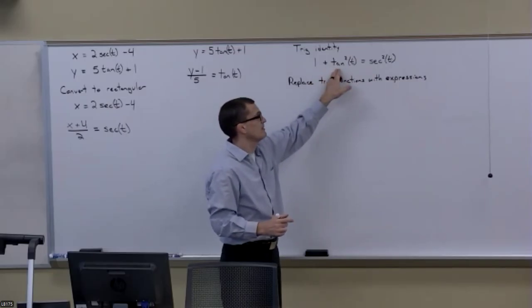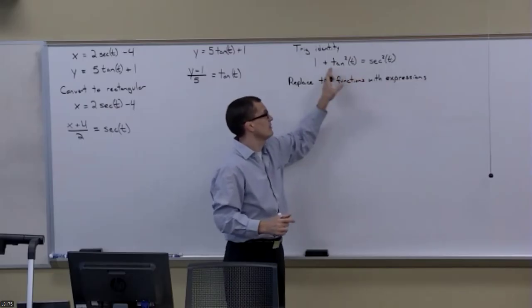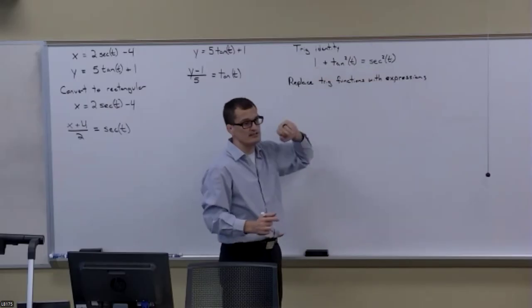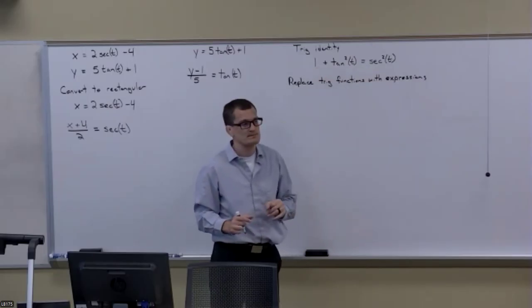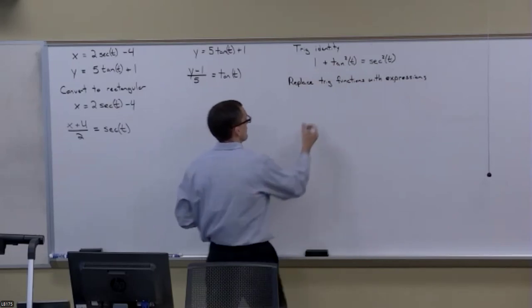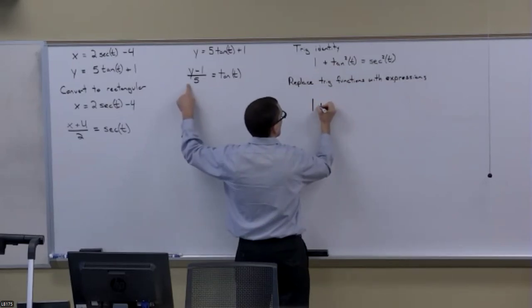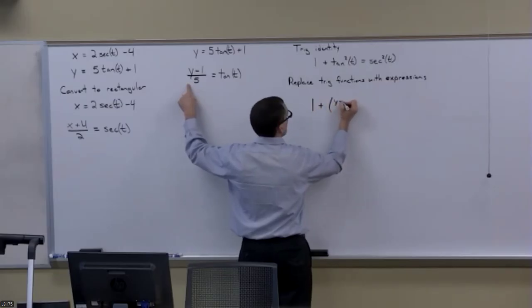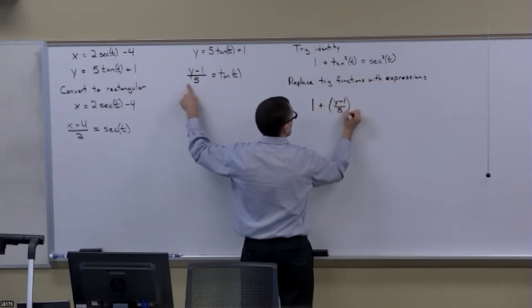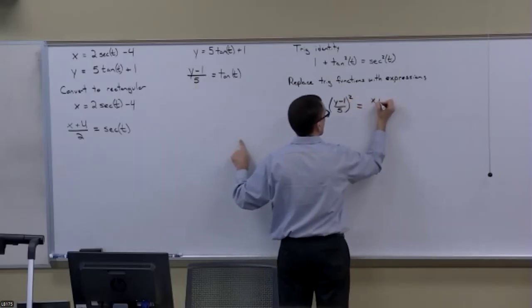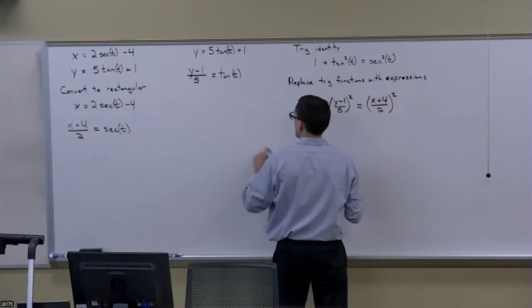1 plus a number equals, so 1 plus tangent squared equals secant squared is not the same thing as 1 plus secant squared is equal to tangent squared. So just be careful, don't rewrite this. Tangent is involving the y, so we get (y minus 1 over 5) squared is equal to (x plus 4 over 2) squared.